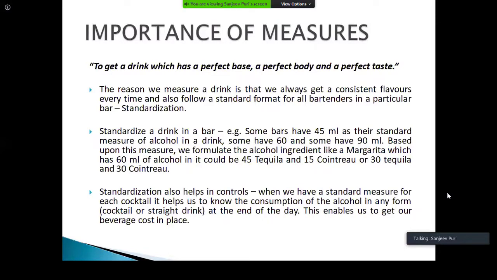So we come to the importance of measures. We were talking of recipes, and a lot of things related to cocktails. Now we come to the importance of measures. A cocktail is only going to be made if the measures are proper. To get a drink which has a perfect base, a perfect body, and a perfect taste, the measure is very important. The reason we measure a drink is that we always get a consistent flavor every time, and also follow a standard format for all bartenders in particular.